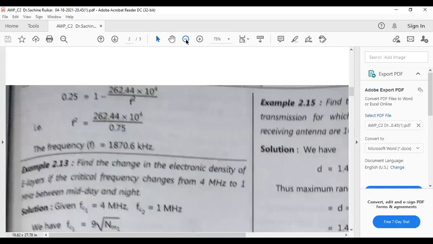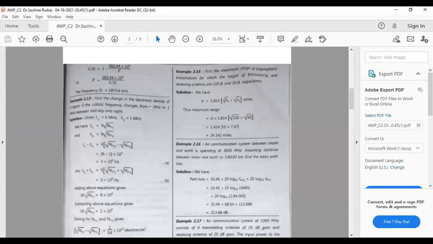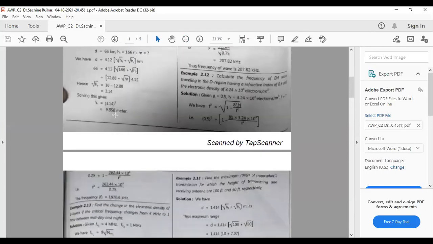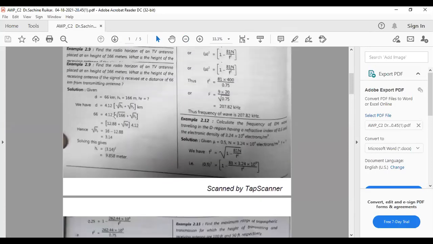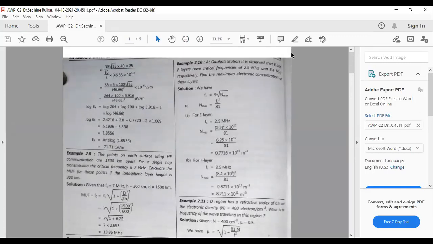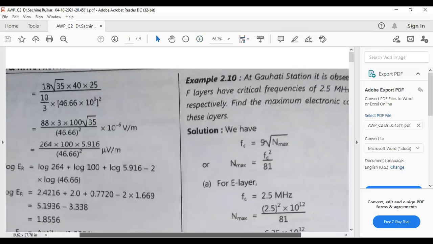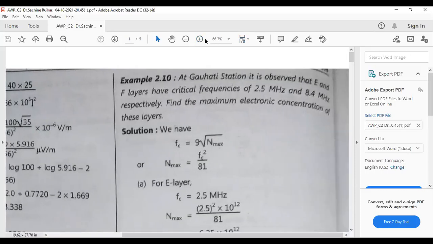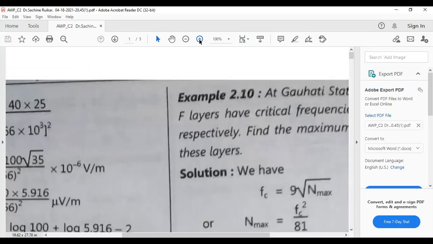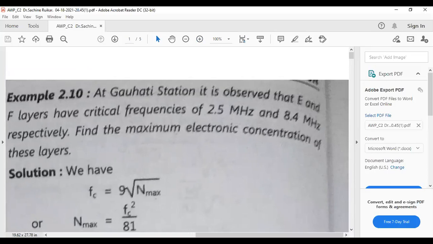Just a moment. Where we were, that is 9.858. 9.858. Now go for 2.10. Numerical number 2.10. Next is numerical number 2.10. 8 and 9 are over. Now go for numerical number 2.10.